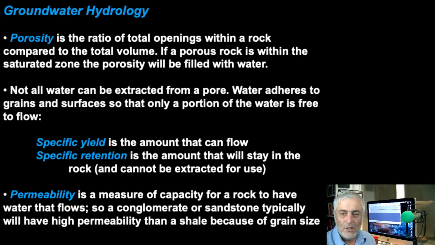And then the specific yield is the amount of water that you can actually move through the rock and pull it out. Specific yield and specific retention generally come from pump tests into aquifers to test the viability of those rocks to contain fresh, potable water for drinking. And so permeability is a major factor in this, right? Permeability is the capacity for an aquifer.